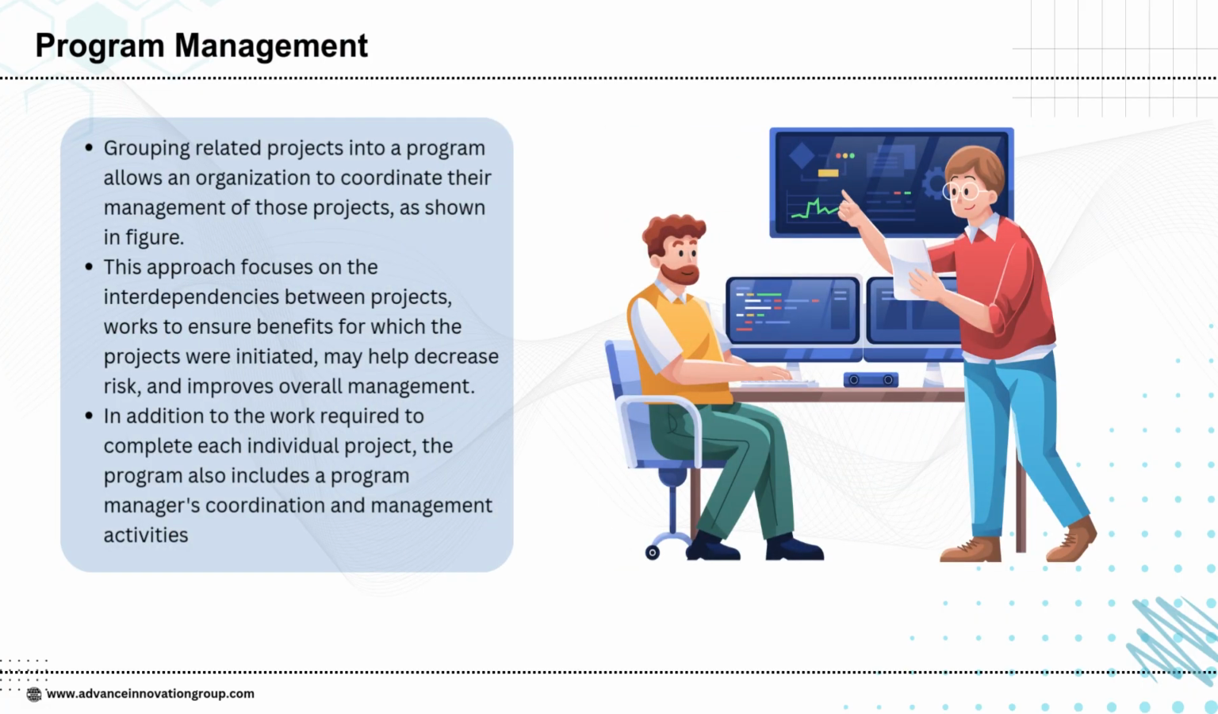Program management is about grouping related projects together so an organization can manage them in a coordinated way. This approach emphasizes the interdependencies between projects, ensures the intended benefits are realized, helps reduce risks, and improves overall management. Beyond executing individual projects, program management also involves the program manager's role in coordinating and overseeing activities to align everything with organizational goals.